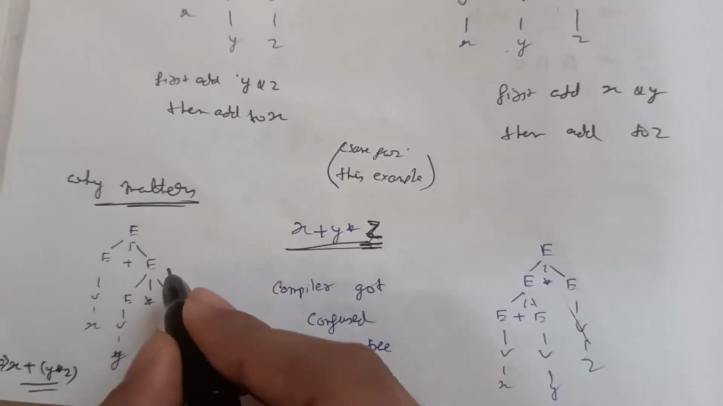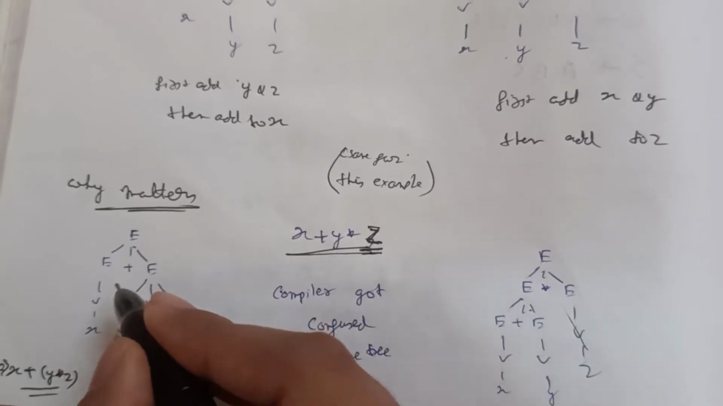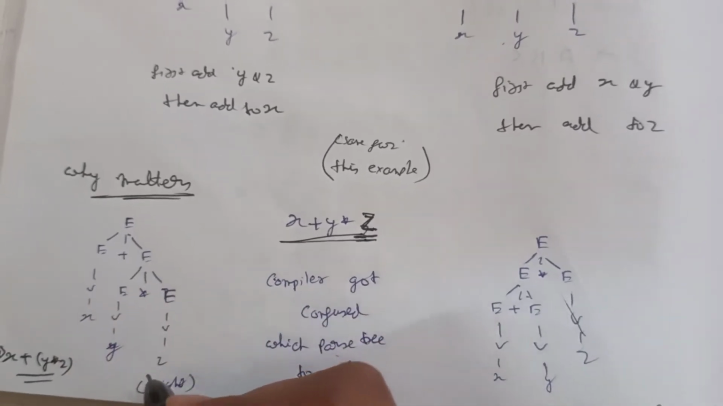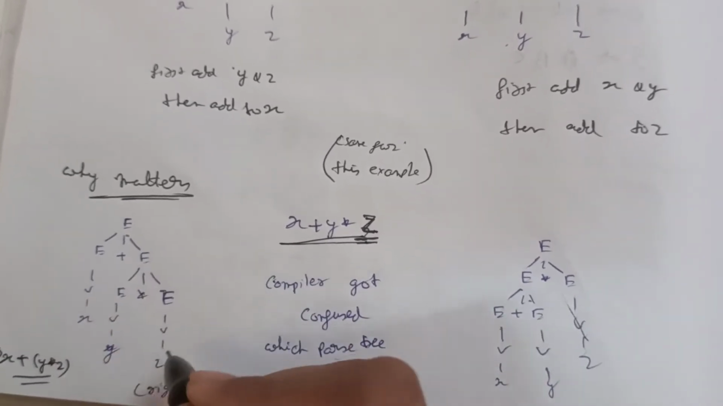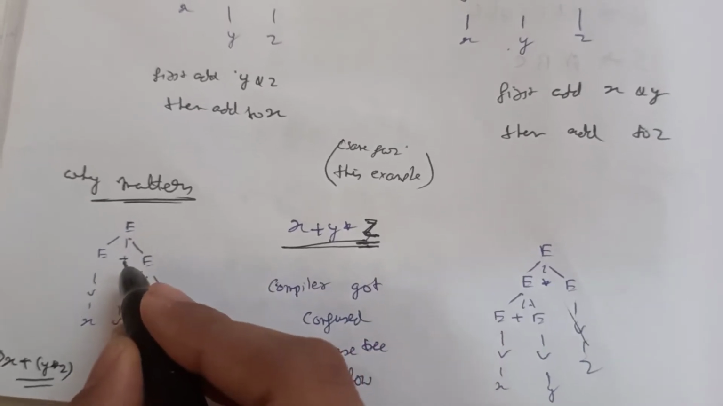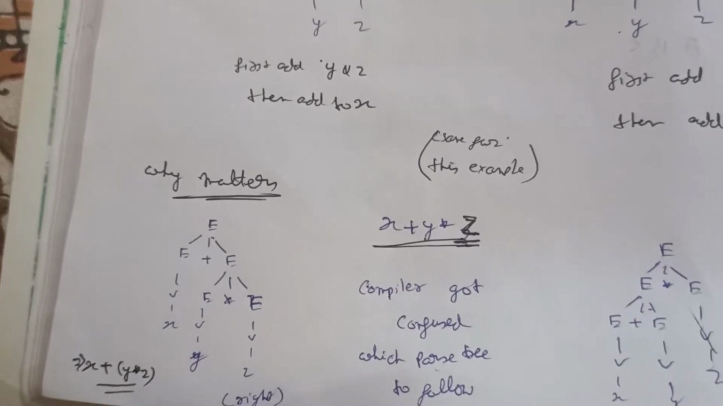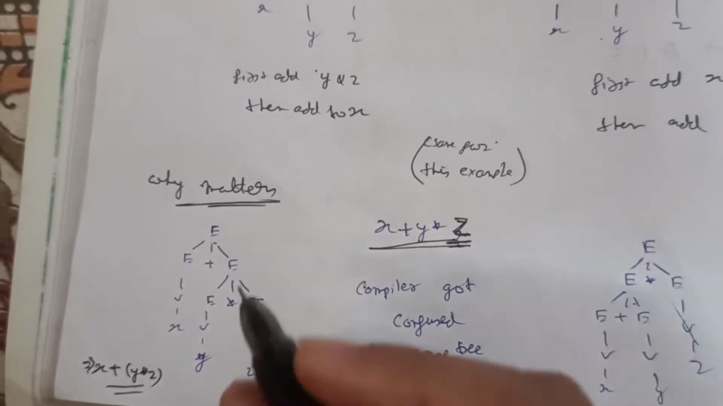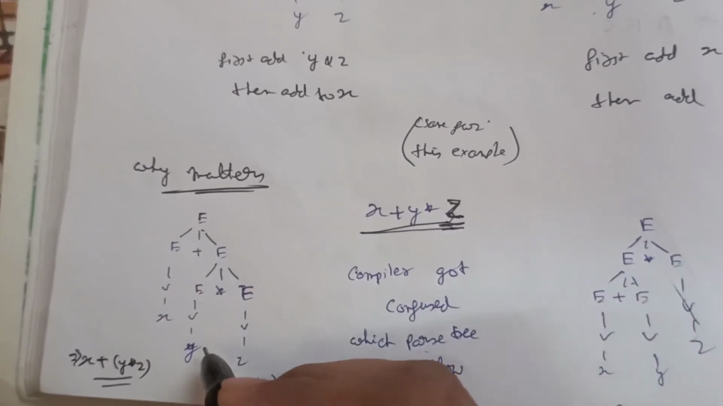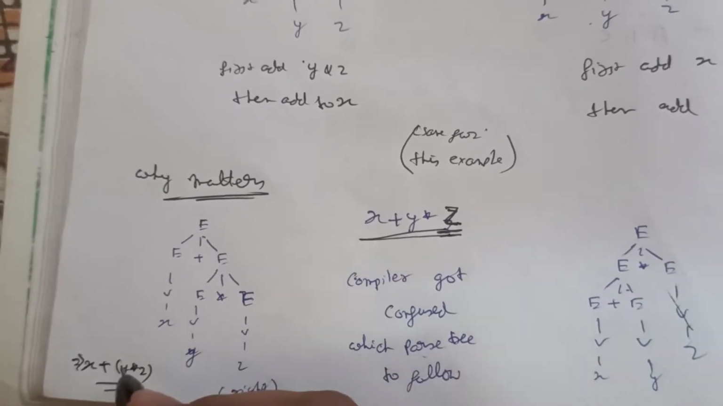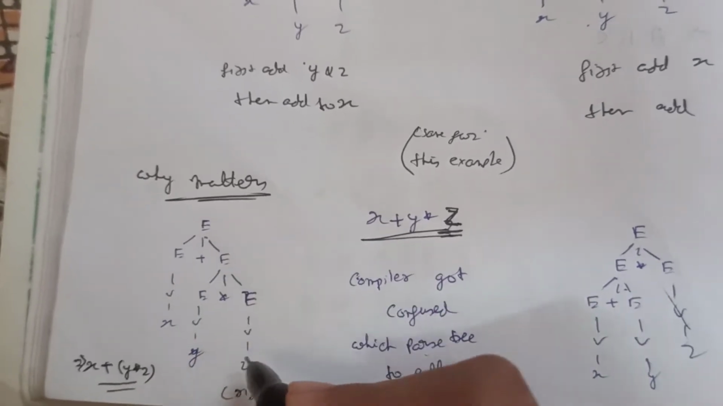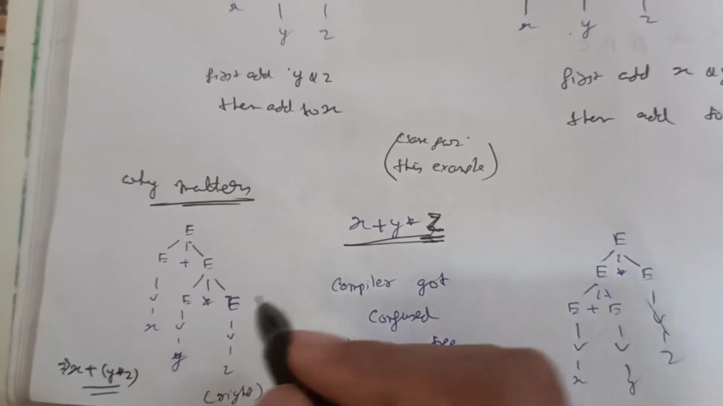So here first we are doing our multiplication, and after the calculation of the multiplication we are adding the x with it. This is the thing we are doing through this parse tree. So I am first multiplying y and z, and then I am adding it to x, because these are together inside a single node.